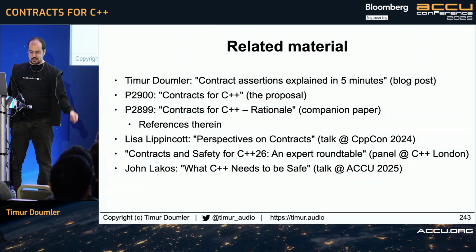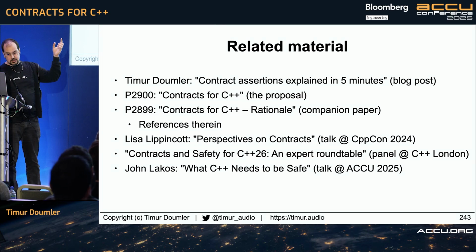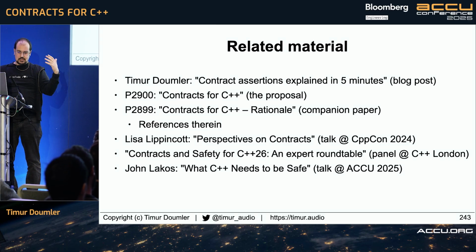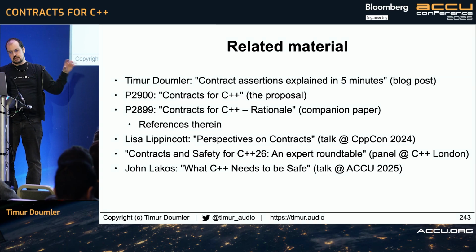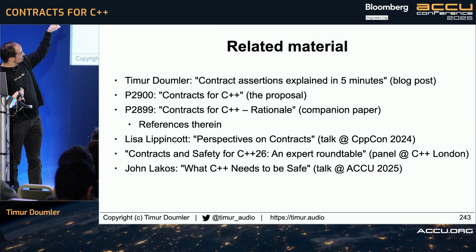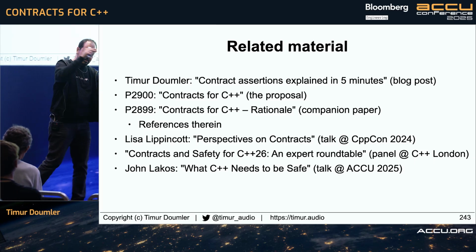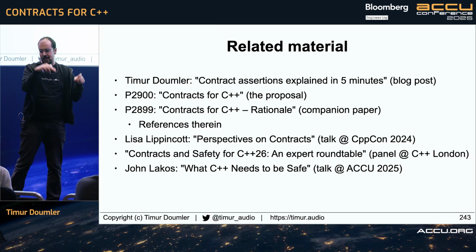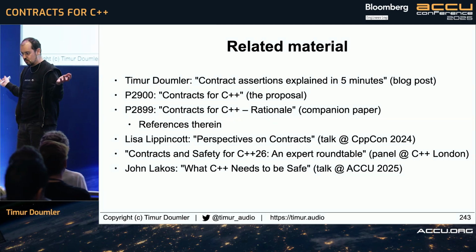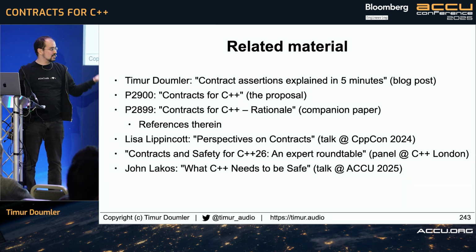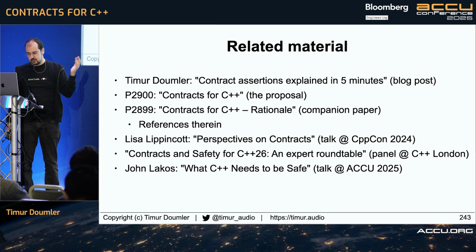I have 10 seconds left, so this is my very, very last slide. Related material: I have a blog post where I explained contracts in 5 minutes. This is a much shorter version, which you can share with your colleagues. There is P2100, which is the actual proposal, the paper, which has an English description of the entire design and also the wording. If you want to dig even deeper, there's P2899, which explains for every design choice why we did that and not something else, and what other people did in the past and why it doesn't work, and references to hundreds of papers where people explored alternatives. And then you can also look into those papers. P2899 has, I think, 15 pages of bibliography or something like this.